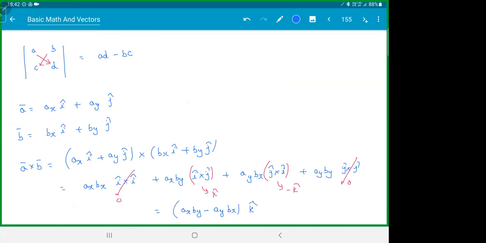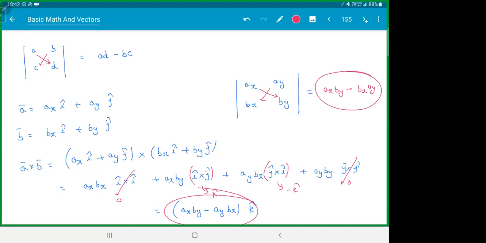So mathematically, what do we do? For this thing, this is as good as the determinant AX, AY, BX, BY. And if you cross multiply here, you get AX BY minus BX AY. Isn't this the same thing? See, both are exactly the same. So we can actually write this thing in the form of a determinant matrix.